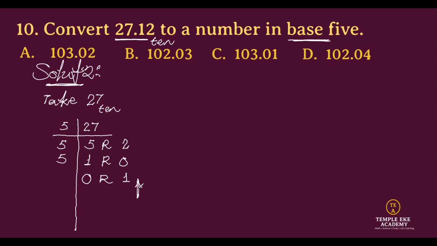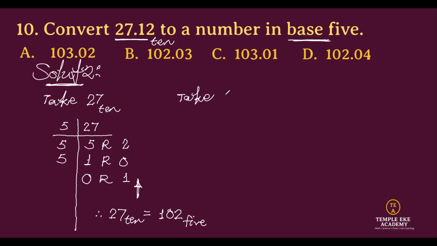Now, the remainders have to be written in the reverse order. Therefore, it means 27, the number in base 10, is actually equal to, in reverse order, from bottom to the top, 102. And this is in base 5. Beautiful, very simple.